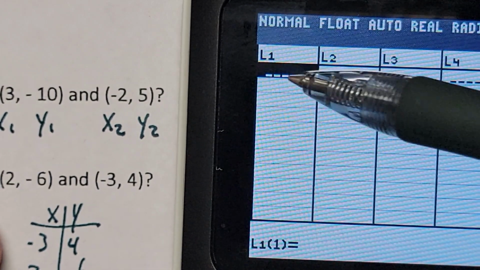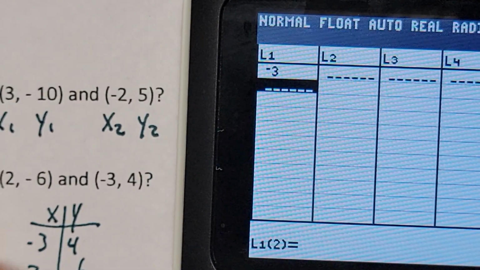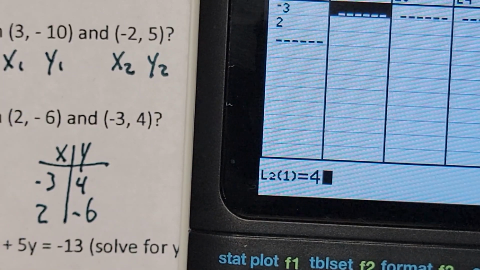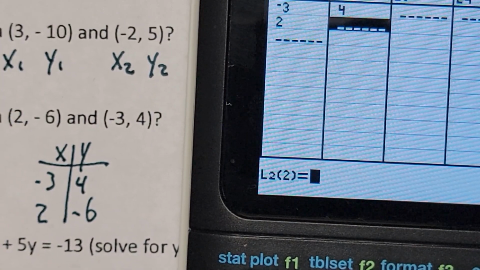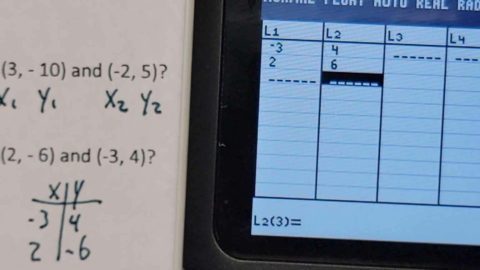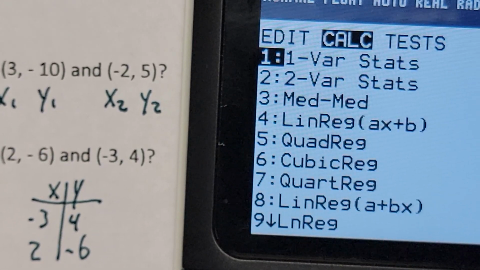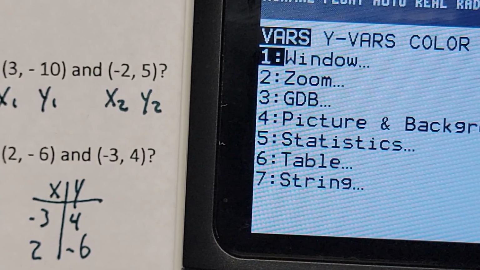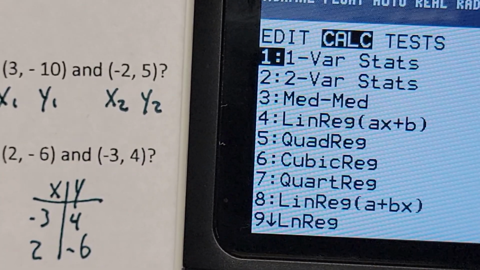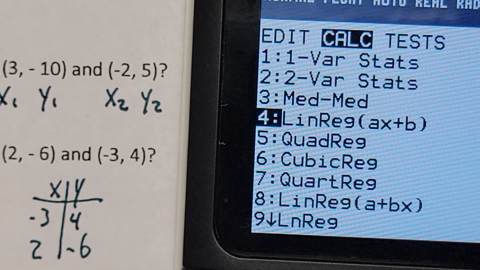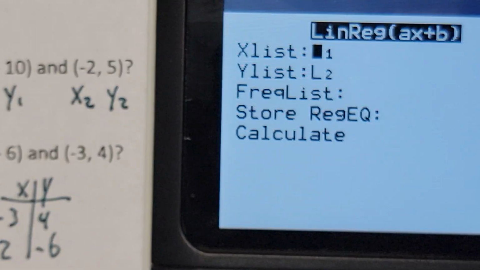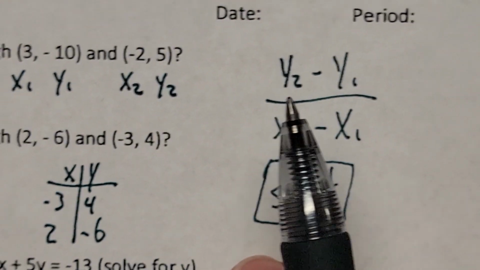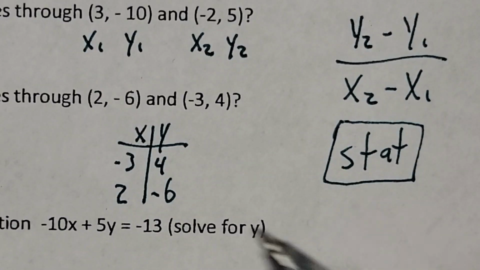So you guys, L1 is the X, so negative 3, enter, 2, enter. And over here, Y, right here we have 4, enter, 6, enter. Then we push stat, we go to calculate, we're looking for the linear, all right, stat, go to the right, and then we go to linear regression, number 4. And then you push enter 5 times. Enter 5 veces. Y luego vas a ver la respuesta.